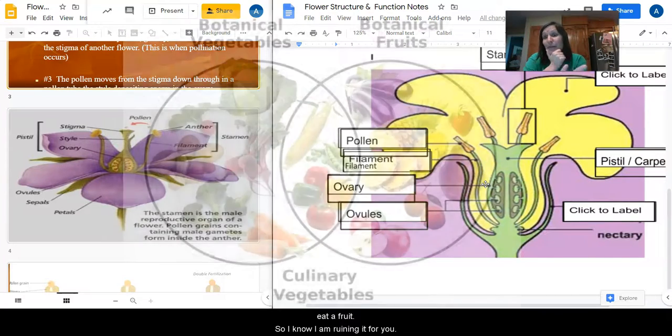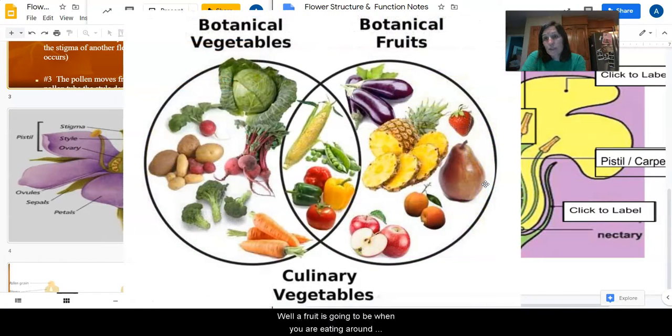So what's the difference between a fruit and a vegetable? Well, a fruit is going to be when you're eating around the seed or any part of the seed, like a strawberry, the seeds are on the outside, but that's still a fruit. Okay, a vegetable is going to be something where you're technically not eating anything that has to do with the seed. So like potatoes, they're underground, they're parts of the roots and stem, not the seed, so it's a vegetable. Carrots are a root, so vegetable. So as long as it's not part of the seed. So that's kind of how they distinguish fruit and vegetables.